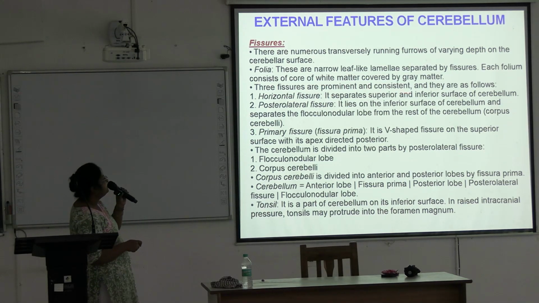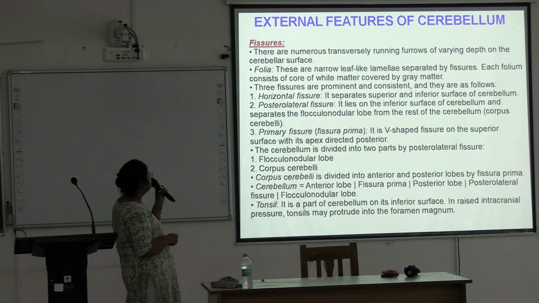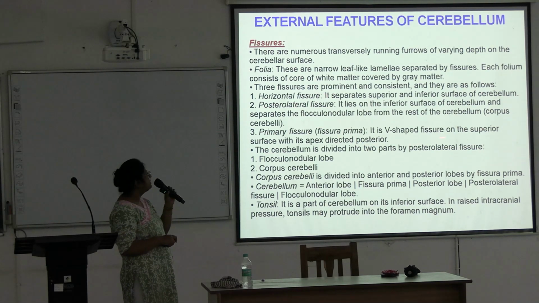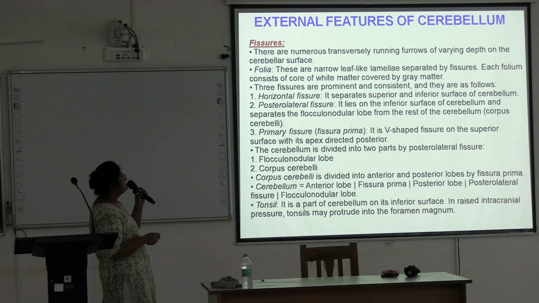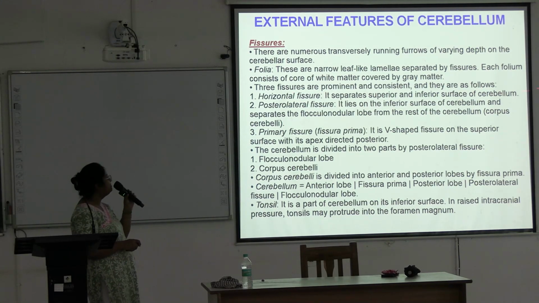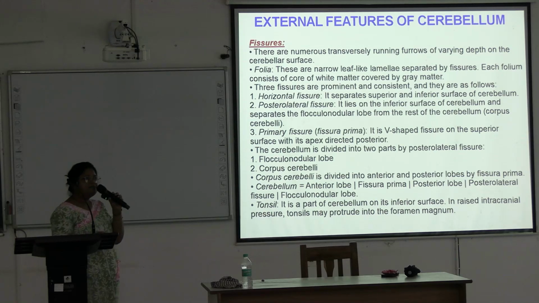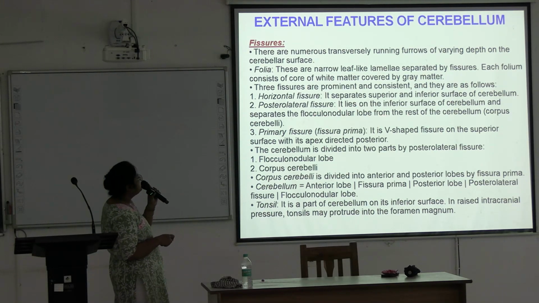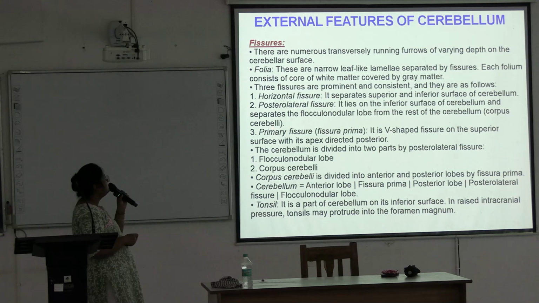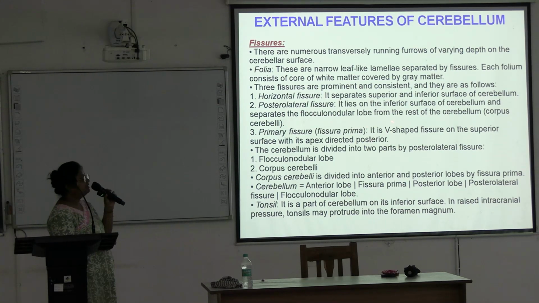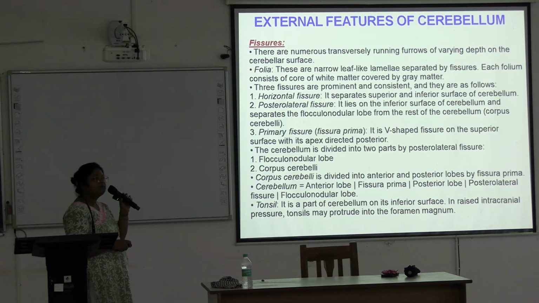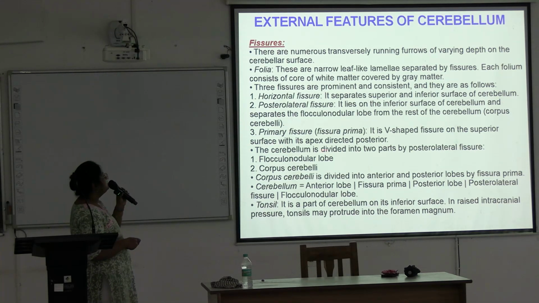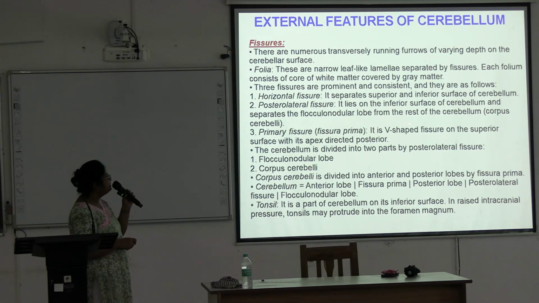Three fissures are prominent and consistent: the horizontal fissure, the posterolateral fissure, and the primary fissure or fissura prima. The horizontal fissure separates the superior and inferior surfaces of the cerebellum, as you have seen in the previous picture. The posterolateral fissure lies on the inferior surface of the cerebellum and separates the flocculonodular lobe from the rest of the cerebellum, that is the corpus cerebelli. And the fissura prima or primary fissure is a V-shaped fissure on the superior surface with its apex directed posteriorly.